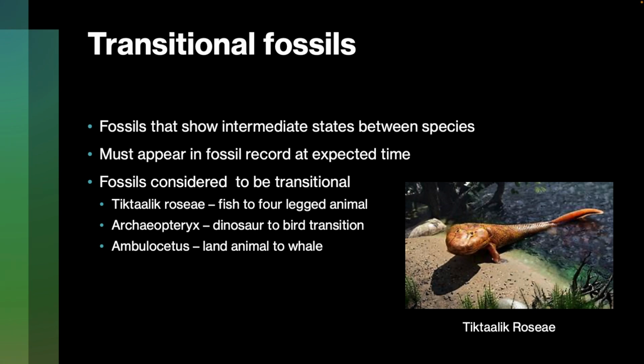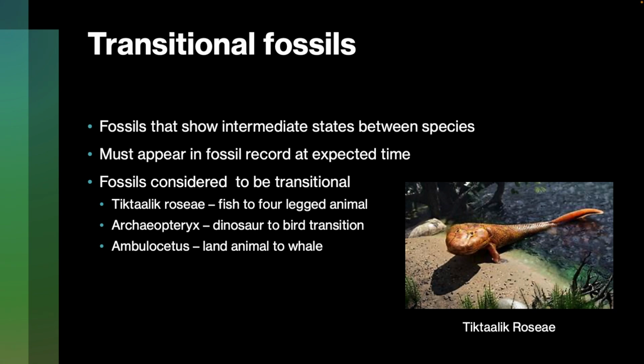I'll just kind of go over this slide. This is the last slide we did, so just kind of get a running start on where we left off. I figured I'd do it again. But a transitional fossil is supposedly a fossil that shows intermediate states between species. So for those that weren't here 2 weeks ago, we're discussing the theory of evolution, and the evidence that evolutionary theorists give for evolution.